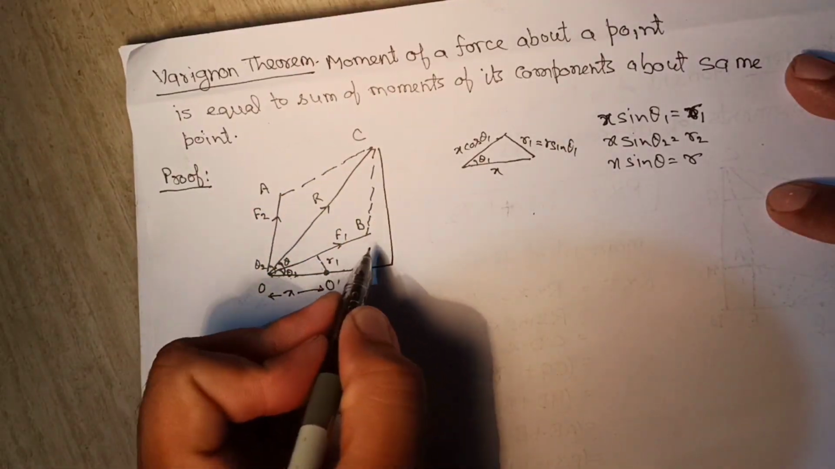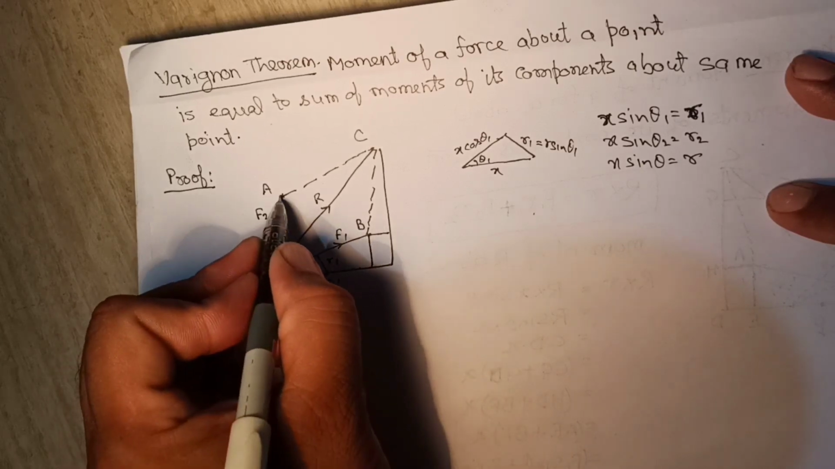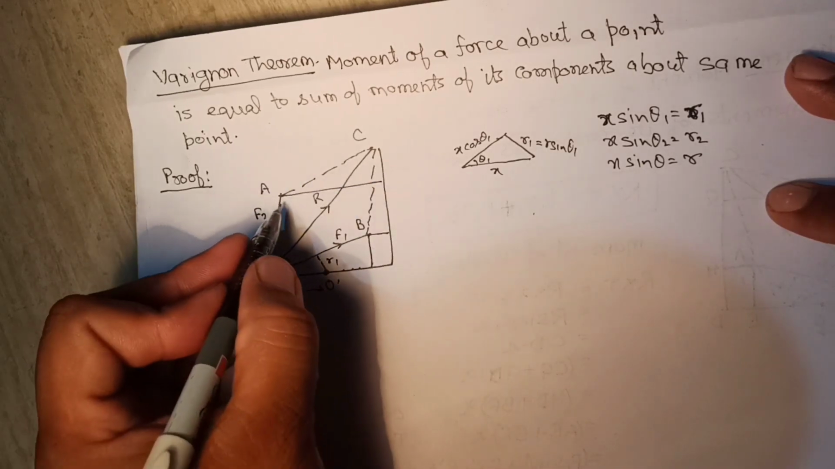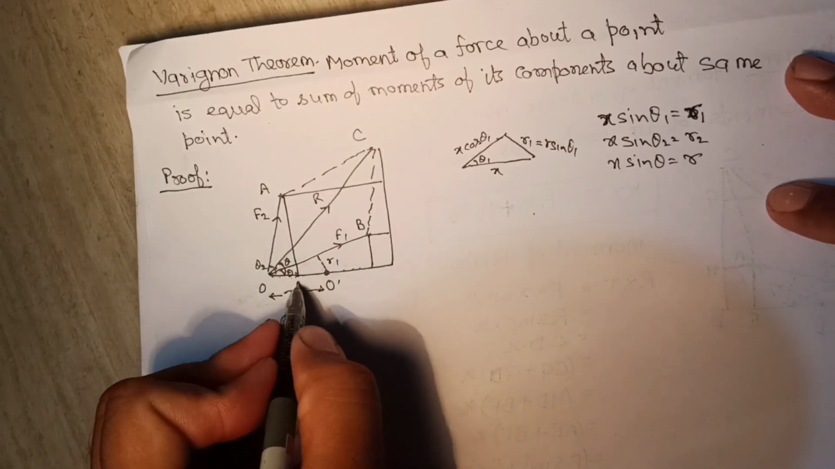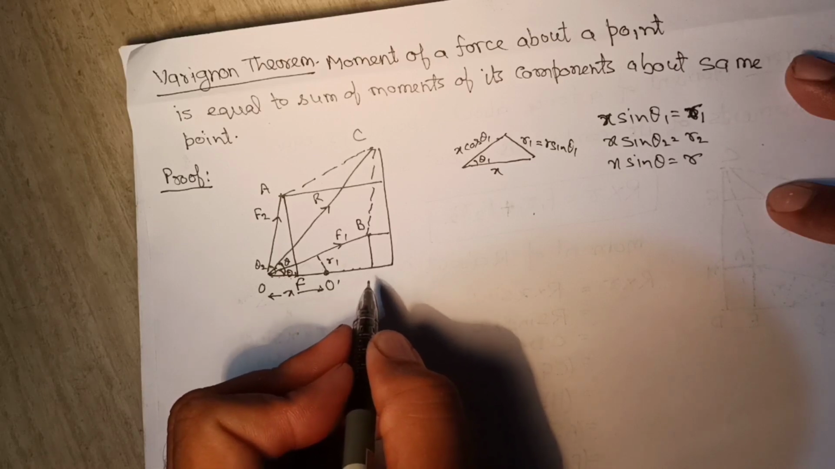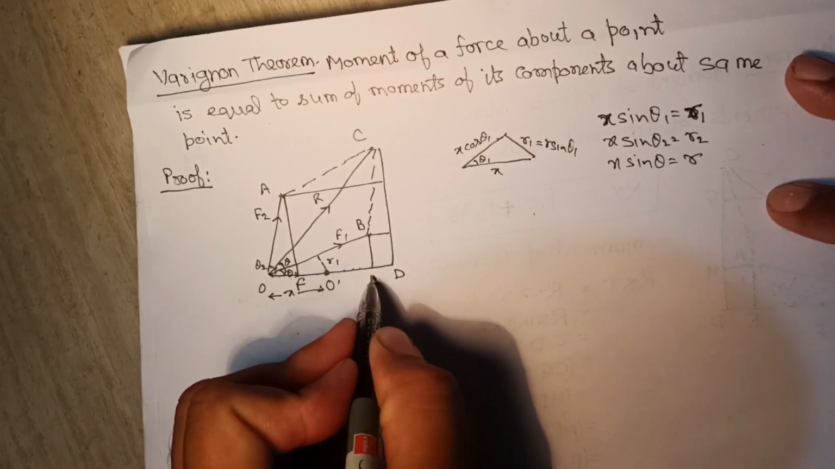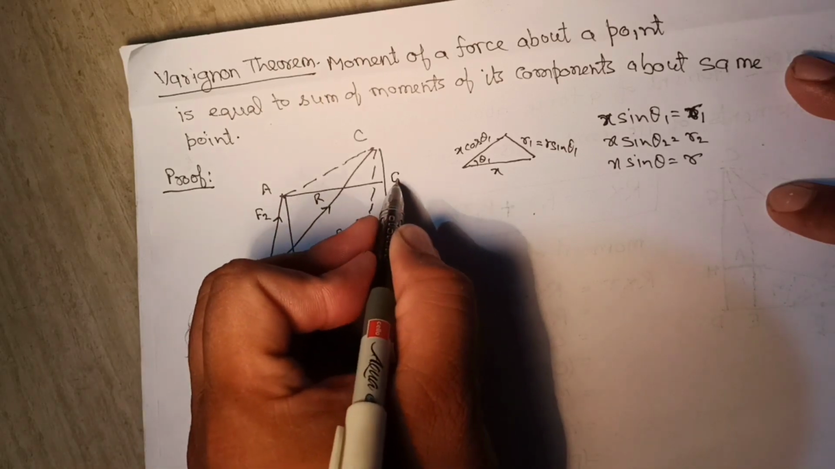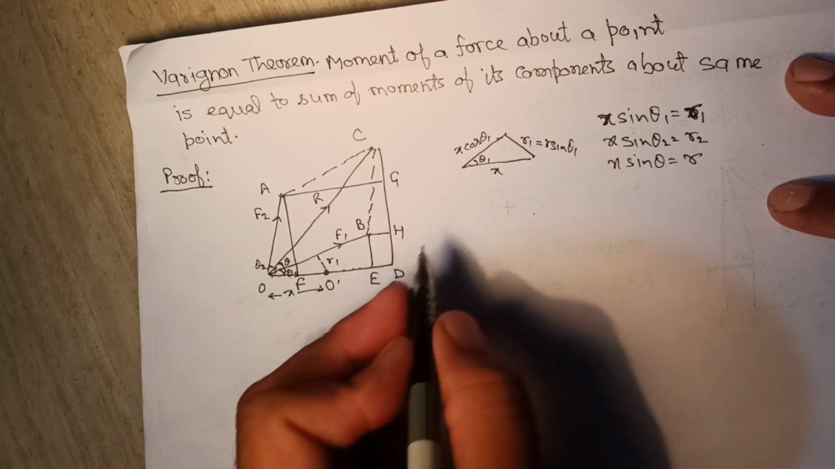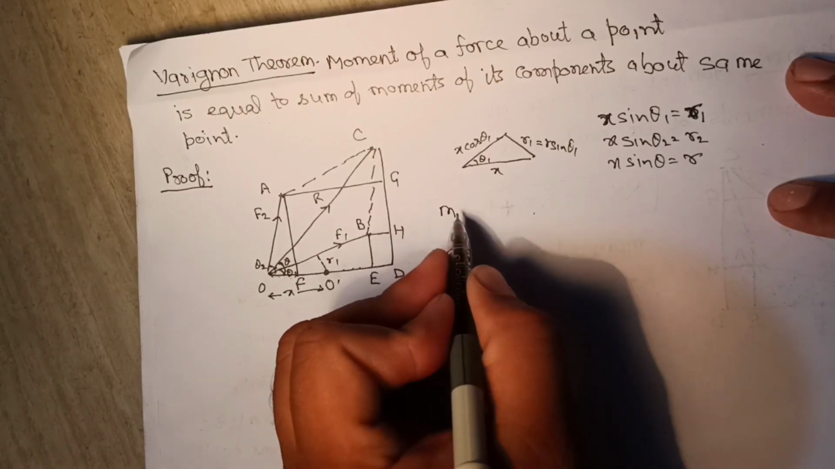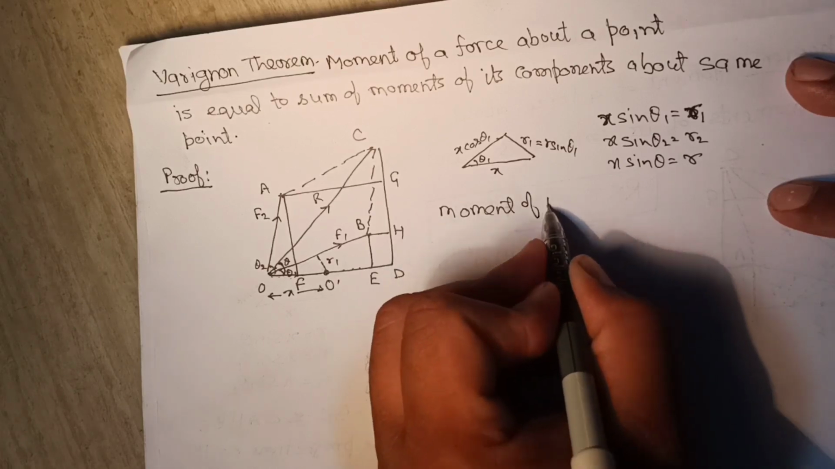Now we have extended the line O dash and drawn a perpendicular on this line CD. Similarly, we have drawn perpendicular lines from B and from point A, one horizontal line and one vertical line. We have given the names to the points O, A, B, C, D, E, F, G, H.